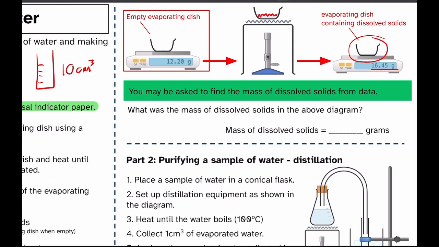All you need to do is find the difference. So we would do 16.45 minus the original measurement of the dish, so that we can see the mass of the solids contained in the dish. You would do this on a calculator, you wouldn't do it in your head like me, because you don't want to make any mistakes. What's that, 4... Is that 4.25? I think that looks right. I'm going to say it is 4.25 grams. So the mass of the dissolved solids was 4.25 grams.